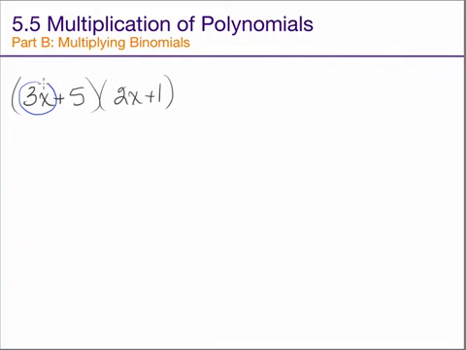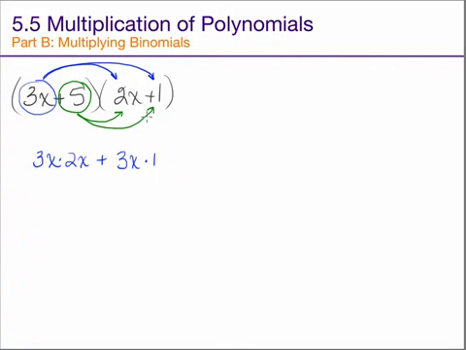Starting with the first term in the first set of parentheses, distribute across the second set of parentheses. This will give me 3x times 2x plus, that's this plus right here, 3x times 1. Now that I've used this 3x on everything in the second group, I can go back and use the 5 on everything in the second group. In other words, distribute the 5. So to this, I'm going to add 5 times 2x plus 5 times 1. Do you recognize this is what we had the last time?